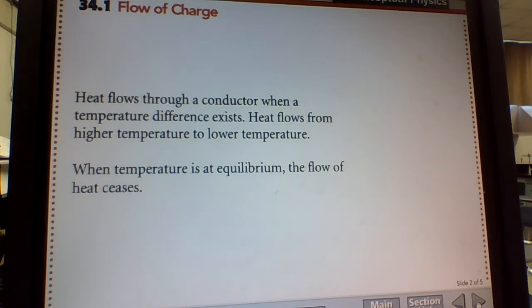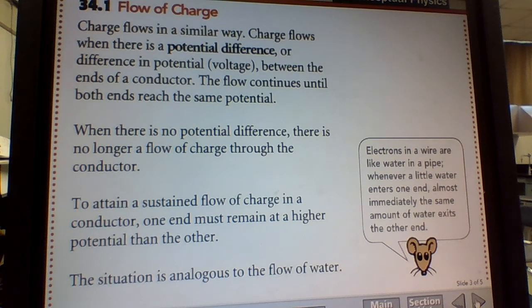Heat also flows through a conductor. We saw back in chapter 21 or 2, somewhere in there, that when there's a temperature difference, heat is going to flow from the higher temperature to the lower temperature. When the temperature is at equilibrium, the flow of heat stops. Well, this is pretty analogous to what happens in electric current, the flow of charge, the flow of electrons. Charge flows in a very similar way.